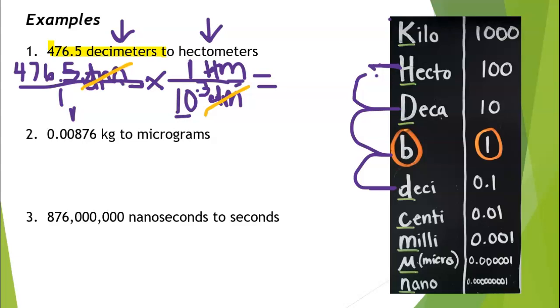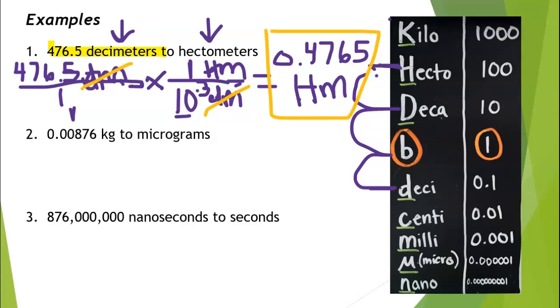Raised to the third. So we know that that's just moving the decimal point 3 times to the left. So I'm going to get 0.4765. And of course I need my unit, hectometers. Okay, so that's our answer to this first one.